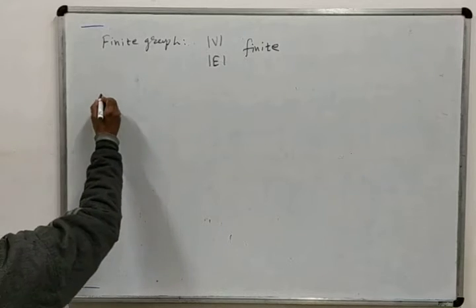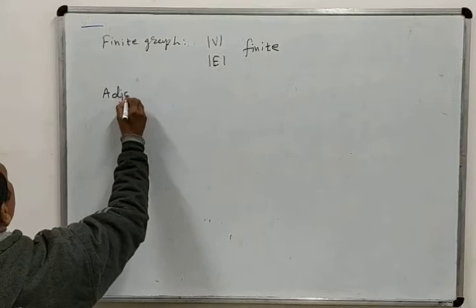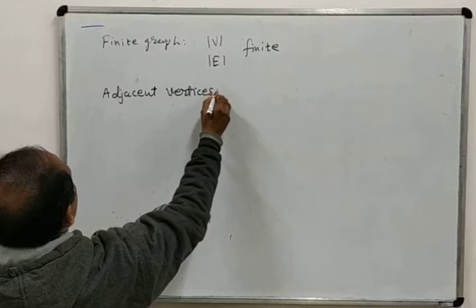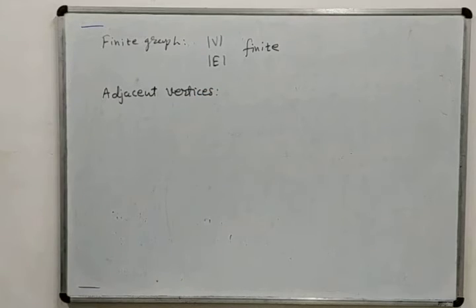Then let us see another definition, adjacent vertices. This kind of definition is very much important. You must understand and you must remember. I told you that definitions always come in the examination. And if you know the meaning, then you can write the definition in your own way. Adjacent vertices means we are talking about two vertices.